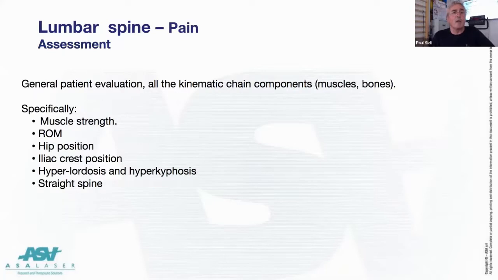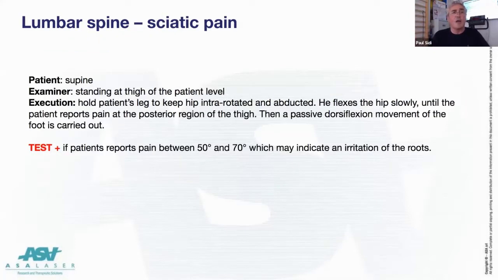Lumbar spine pain, and so on. What do we do? We do our usual tests: muscle strength, range of movement, hip position, iliac crest position. On your sacroiliitis, just check the ASIS and then the PSIS. You'll see a torsion very quickly, and that is generally going to lead to a problem between the sacrum and the innominate bones. Hyperlordosis, hyperkyphosis, just look at the person, just see what the situation is. It'll give you a clue in what we're doing.